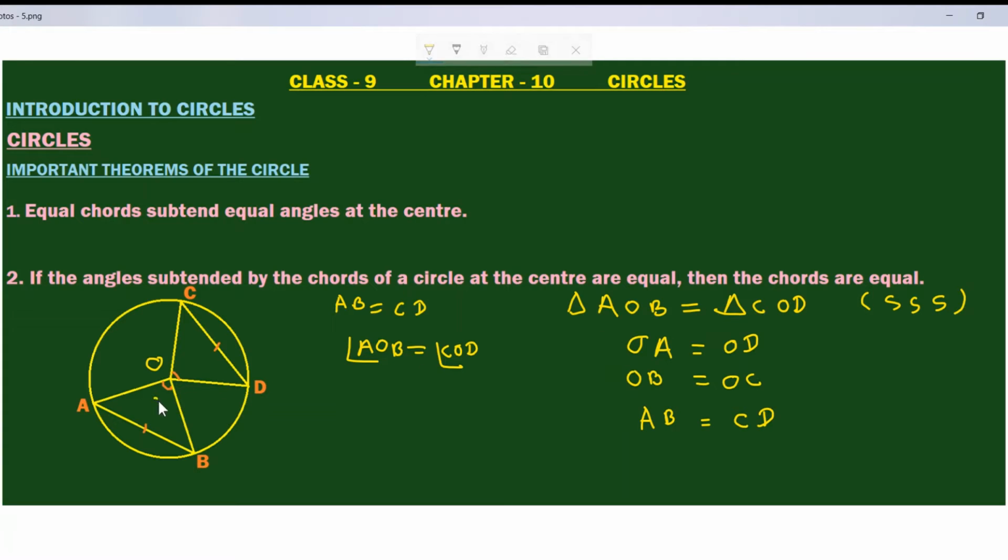If these two triangles are congruent, then all the angles are corresponding parts of the congruent triangles. According to that rule, I am going to say angle AOB is equal to angle COD, according to CPCT, corresponding parts of congruent triangles AOB and COD. Hence, we have proved the first theorem. Now, we are going to prove the second theorem.